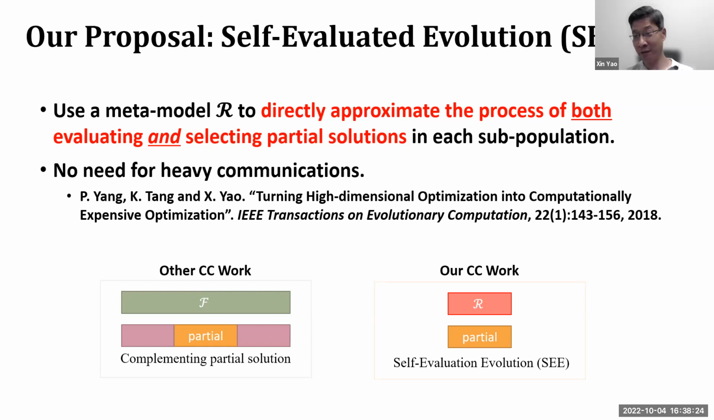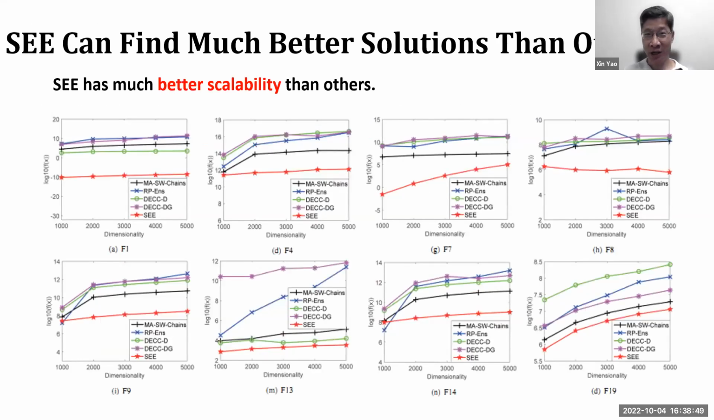Okay, so conceptually, it's a very simple idea. Instead of trying to approximate the fitness function, we try to approximate the selection process, such that we can reduce the communication with other populations or other groups. And we call this self-evaluation evolution, because I don't need to keep asking others for variables. Interestingly, this method not only can give us better results, it also has better scalability.